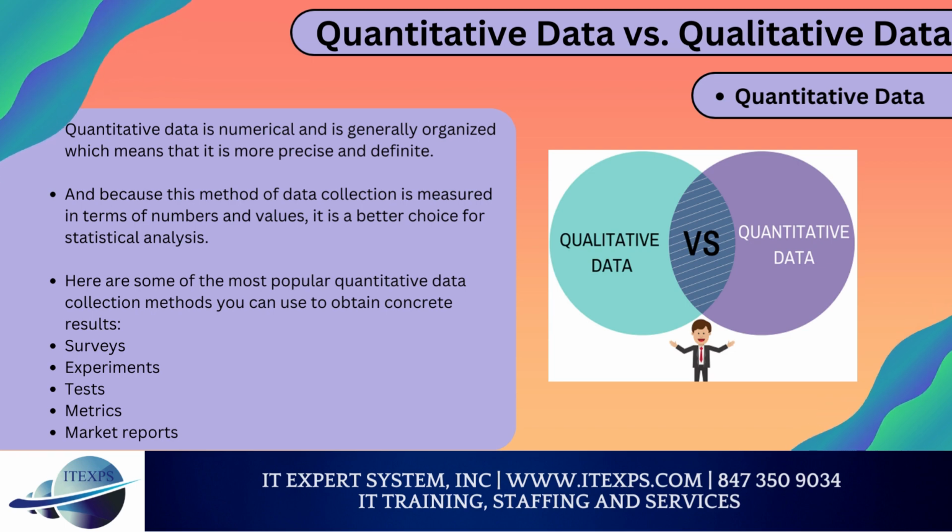Quantitative data. Quantitative data is numerical and is generally organized, which means that it is more precise and definite. And because this method of data collection is measured in terms of numbers and values, it is a better choice for statistical analysis. Here are some of the most popular quantitative data collection methods you can use to obtain concrete results. Surveys. Experiments. Tests. Metrics. Market reports.